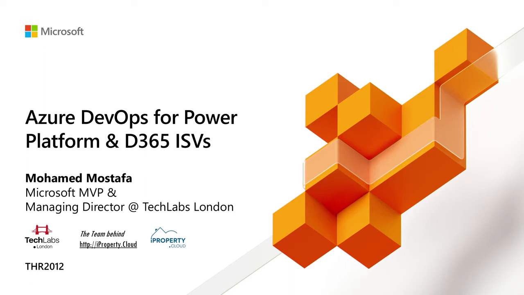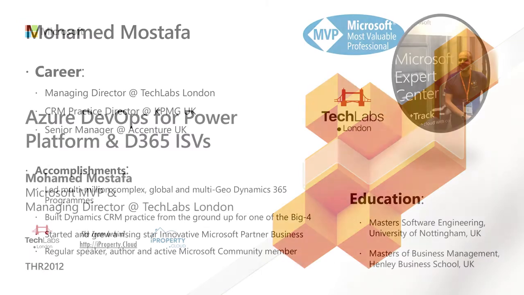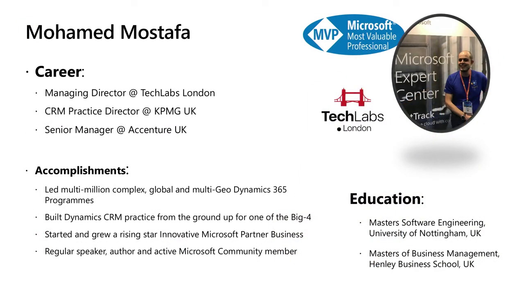So my name is Mohamed Mostafa. I'm a Microsoft MVP. I've got one slide here just about myself. I'm not going to take you through all of it, but I'm a Microsoft MVP. I'm also the managing director of Tech Labs London. So Tech Labs London is a company, a startup that we started 2.5 years ago, and we are the team behind an ISV solution called iProperty Cloud, which is a solution that is targeting the property, real estate, and housing market. Why this is relevant? Because we're talking today about how we can automate the deployment and do the DevOps processes for ISVs working on Power Platform and Dynamics 365.